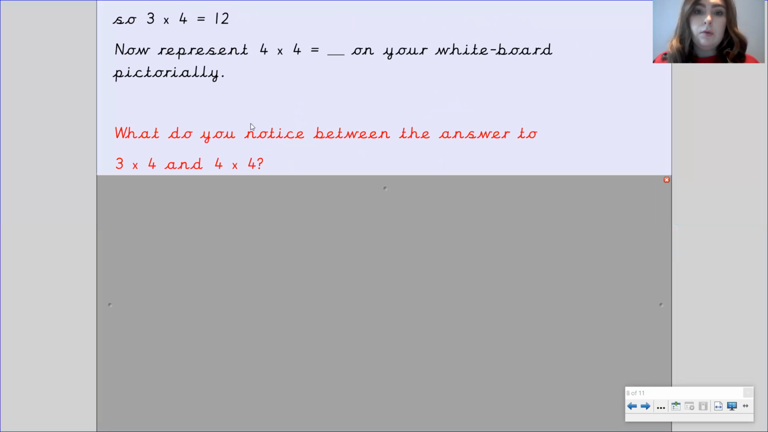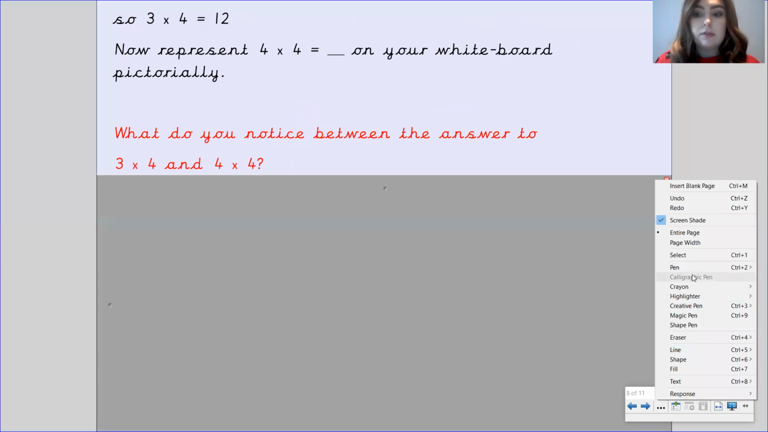Now what I want you to do on your whiteboard is represent 4 times 4 equals what? And you need to do this pictorially, so you need to draw it out. Pause the video to have a go and then I'll reveal the answer to you.